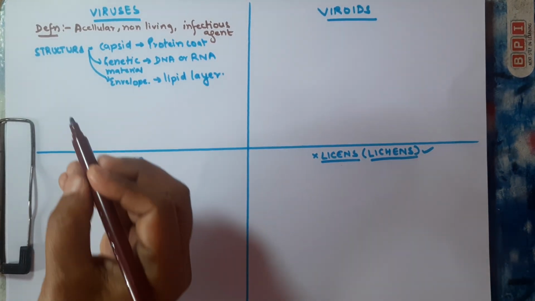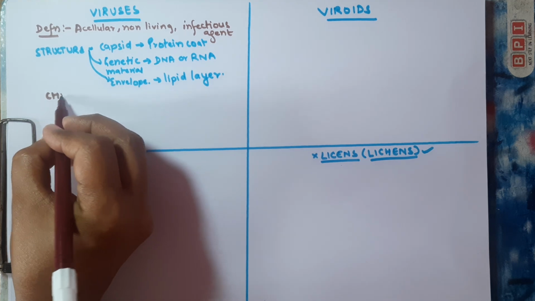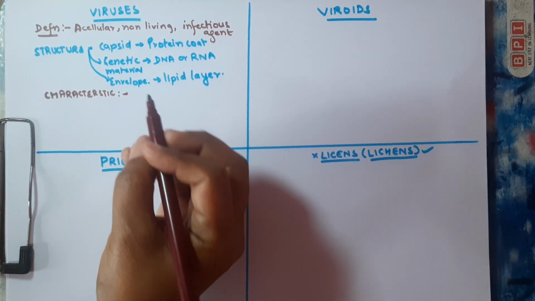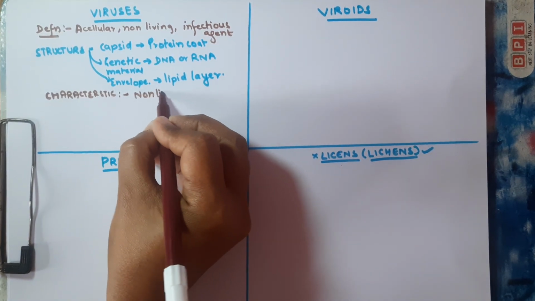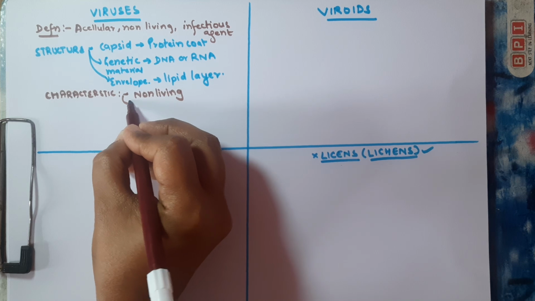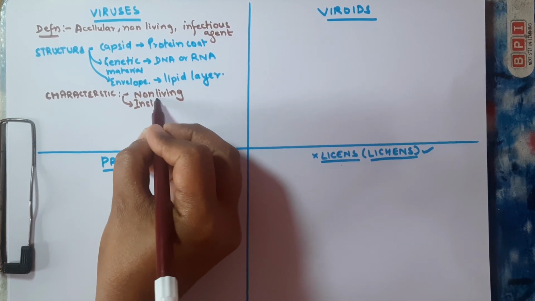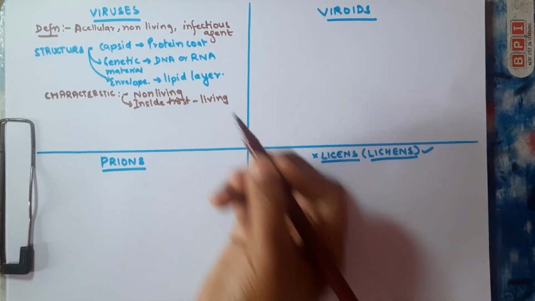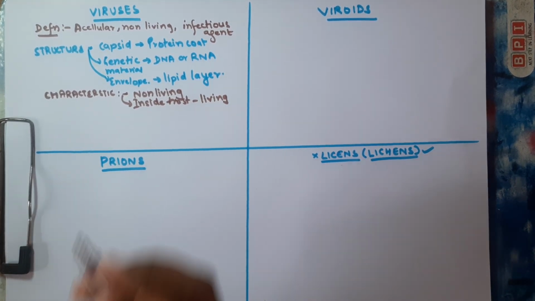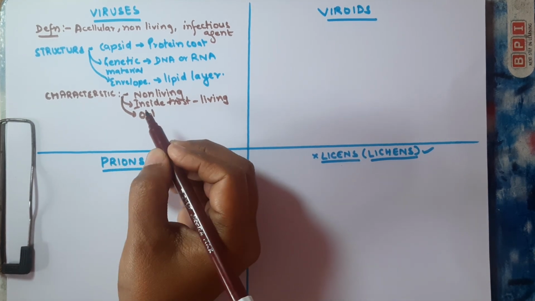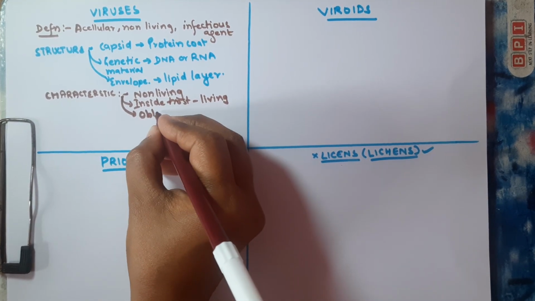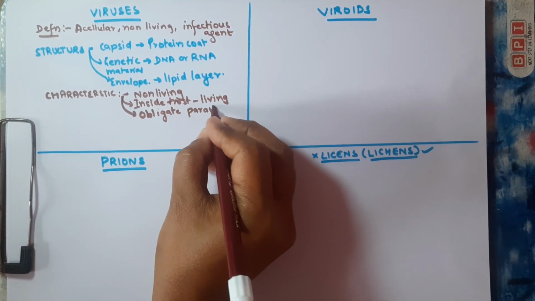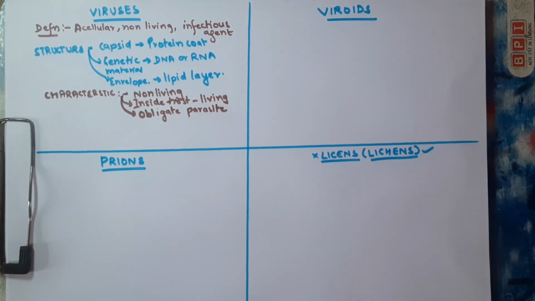It is very important, students, to know about the characteristics of the viruses. The first one I already told you: they are non-living if they are outside a host, but if inside a host, they will act as living beings, and they can reproduce. And they are obligate parasites. Obligate parasite means they depend on the host cell for their reproduction, so they need the host cell, students, for their replication.